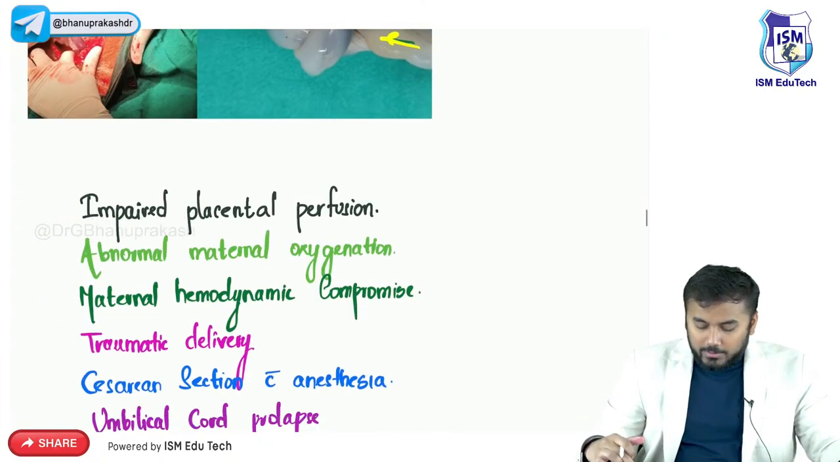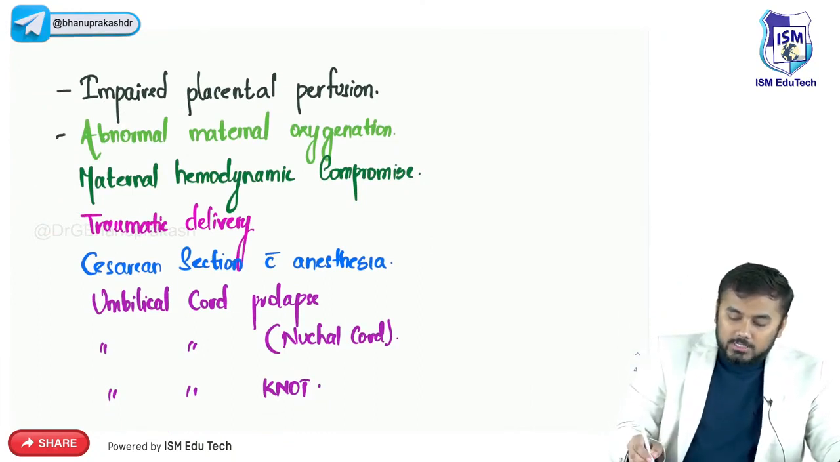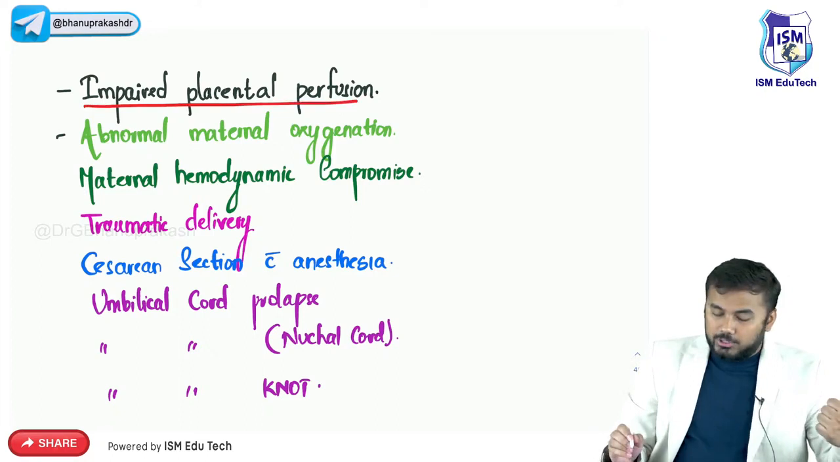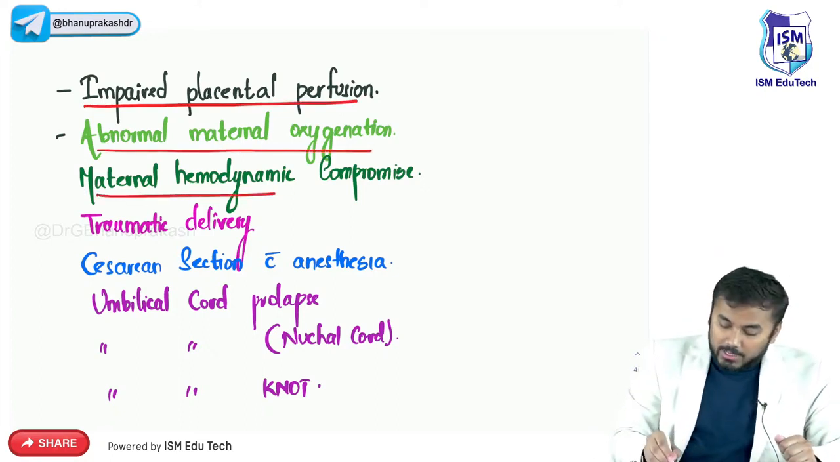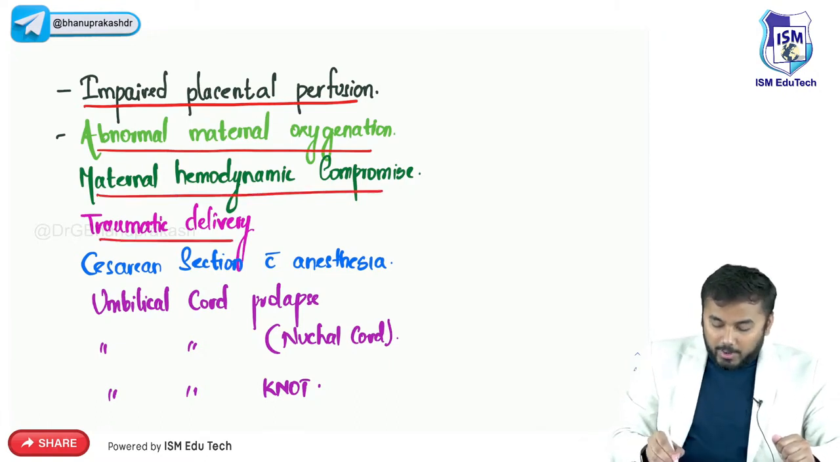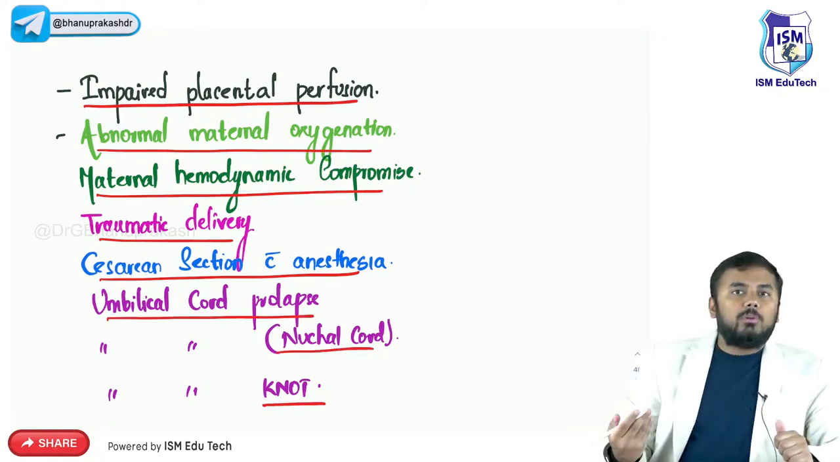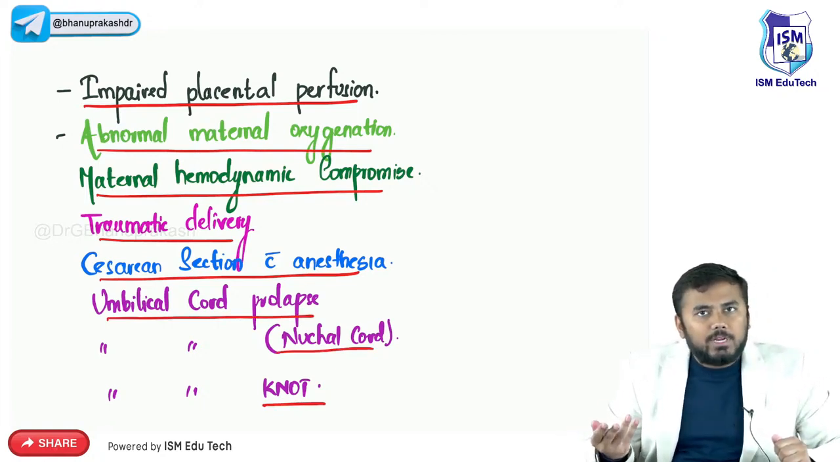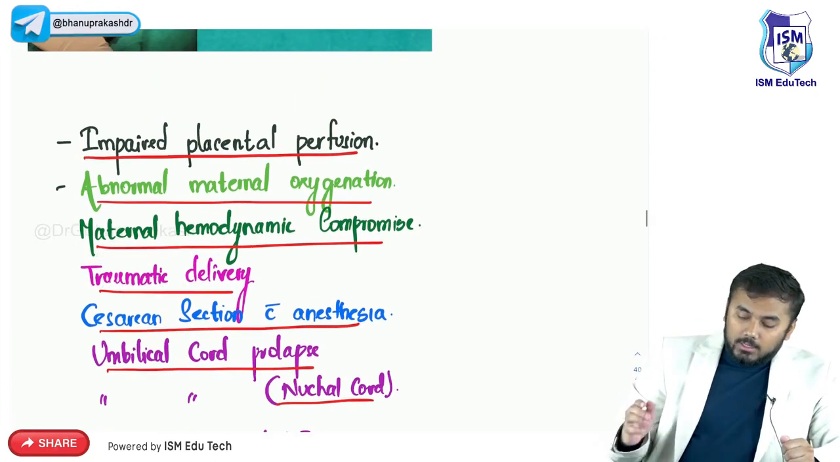Okay? So these are all the reasons we discussed: impaired placental perfusion, abnormal maternal oxygenation, maternal hemodynamic compromise, traumatic delivery, C-section with anesthesia, umbilical cord prolapse, nuchal cord and knot. How do you remember? All these are intrapartum risk factors only. But how do you remember them?